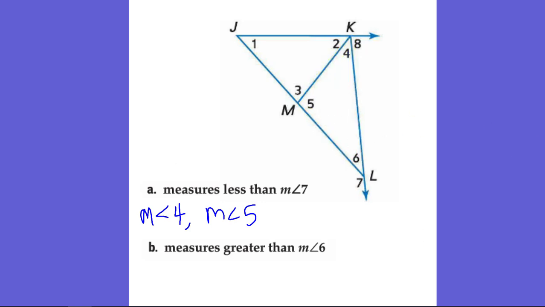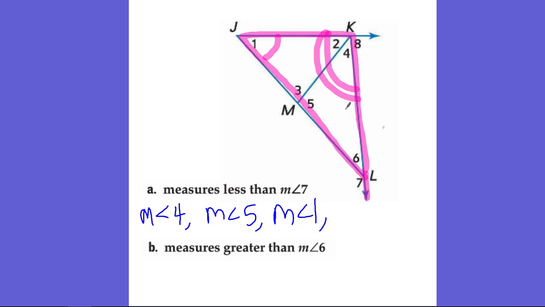Angle 7 is also an exterior angle for the big kahuna triangle, the big triangle JKL. So that means angle 7 should be greater than the measure of angle 1, and the measure of angle 7 should be greater than this big angle JKL. So it's greater than its two pieces, these two angles that create angle JKL. So angle 7 should be greater than angle 2 and greater than the measure of angle 4.